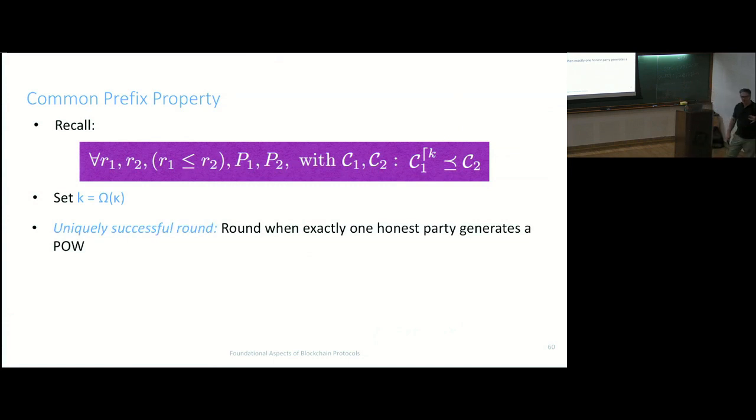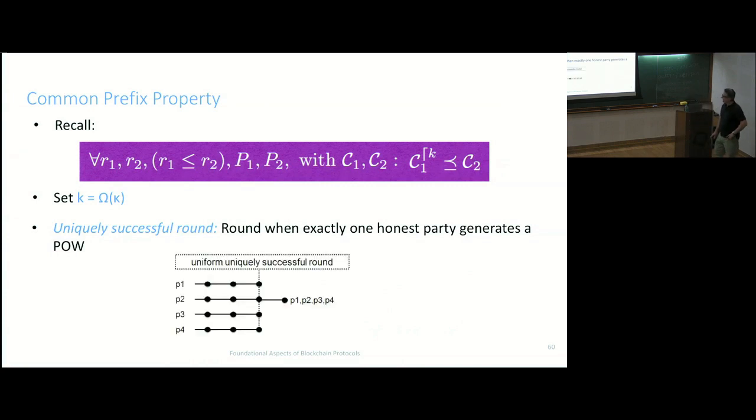We call the event corresponding to the Y variable, the event that only one honest guy got lucky, a uniquely successful round. The intuition is what I mentioned before: you have these parties with blocks and so forth. They might have different views, but at this point just one guy got lucky. In that case, the views of all the honest parties coalesce. This has later been called a convergence block. Everybody gets onto the same page.